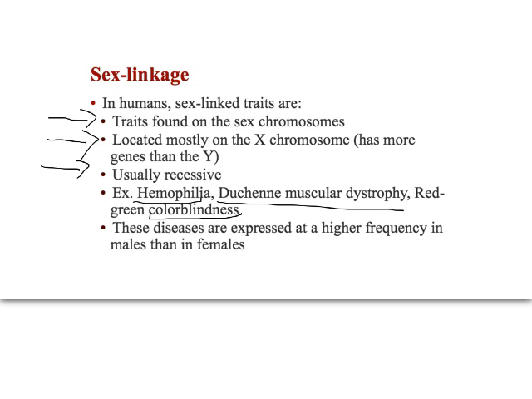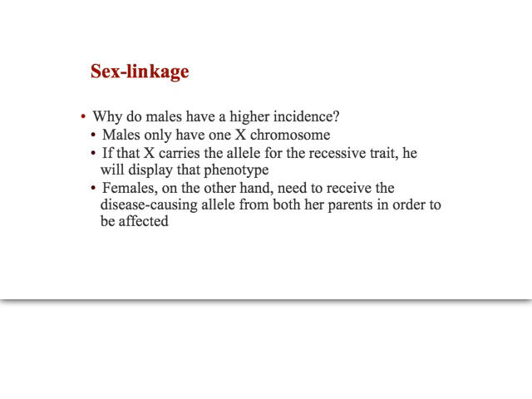Now, because males only need one copy of the recessive allele to show the trait, and females would need 2 copies, these diseases are expressed at a much higher frequency in males than females. To reiterate that point, males have a higher incidence of things like color blindness and hemophilia because they only have one X chromosome, which means they only have to inherit one copy of the recessive allele to show that phenotype, whereas females, on the other hand, would need to receive the disease-causing allele from both parents to have 2 recessive alleles to show the phenotype.